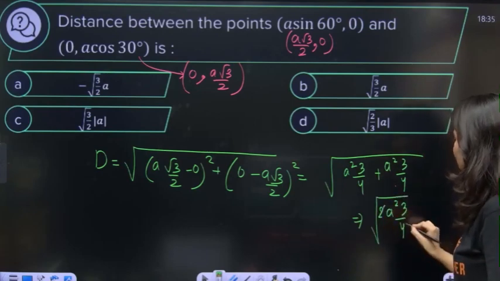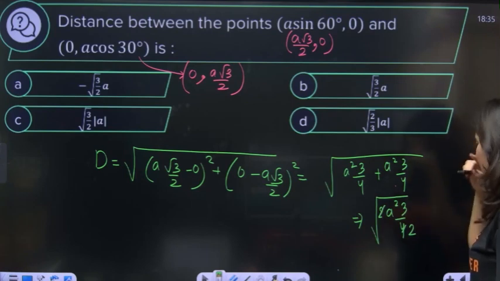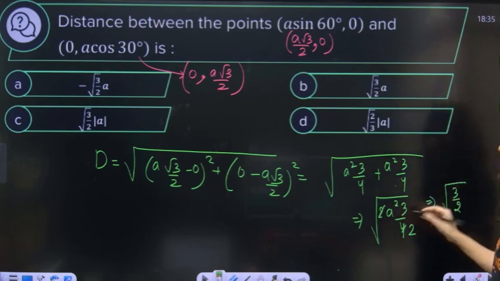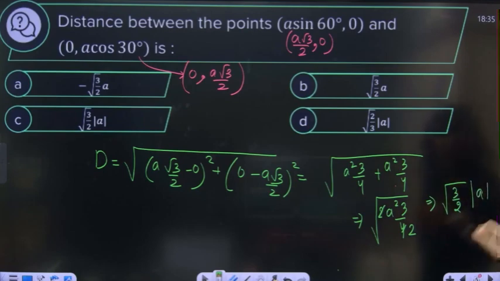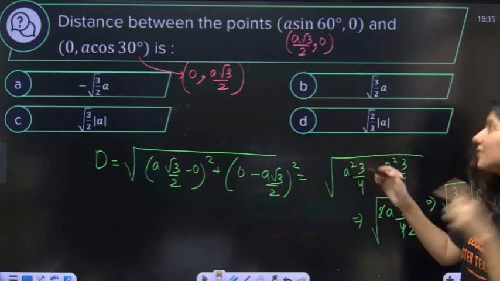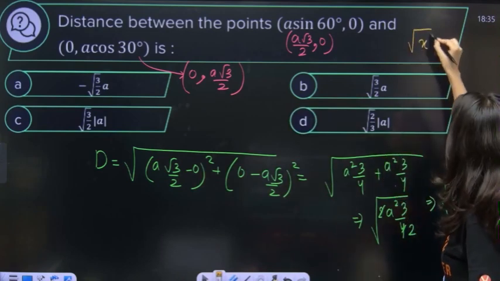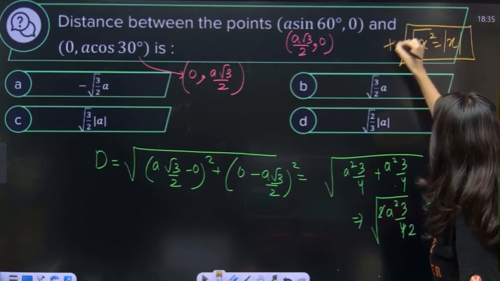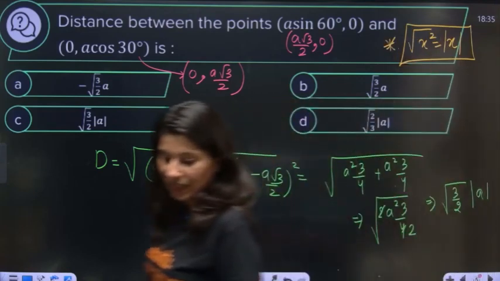Now if you take the square root, this is going to be root 3 by 2, and modulus A will be there. Remember, point to be noted, my ninja warriors, this is very important: square root of x square is modulus x.